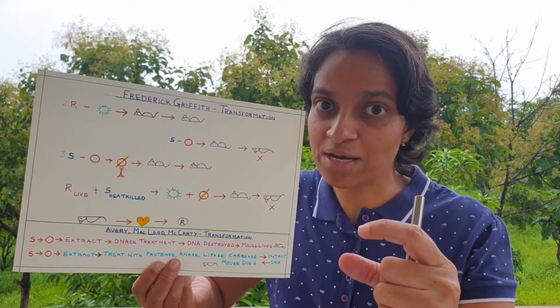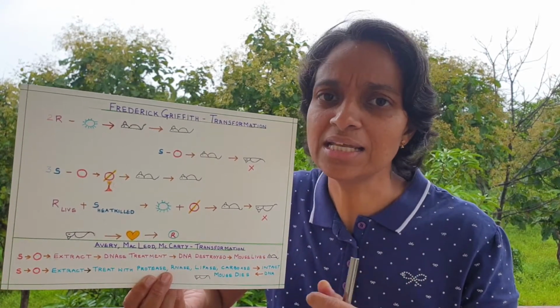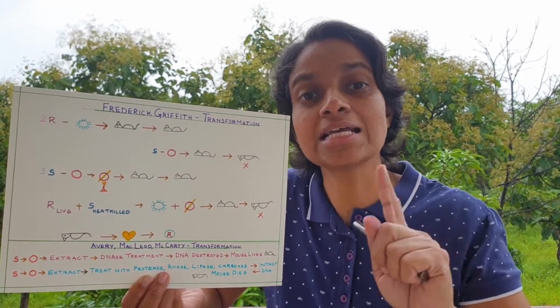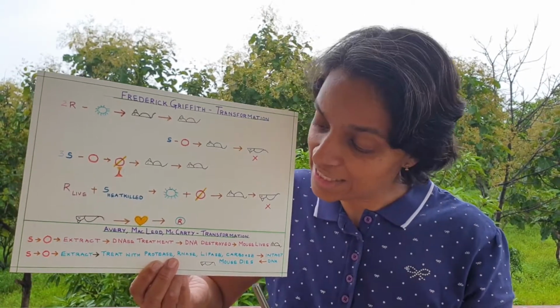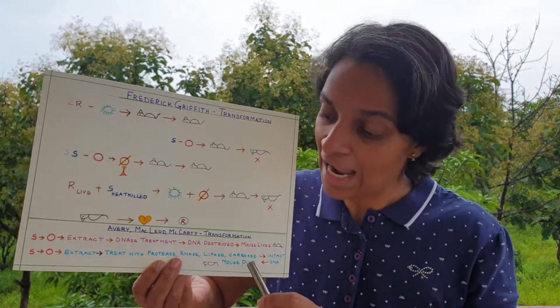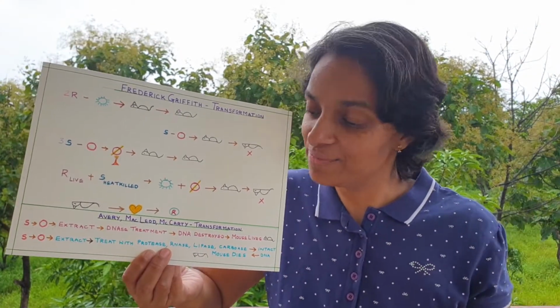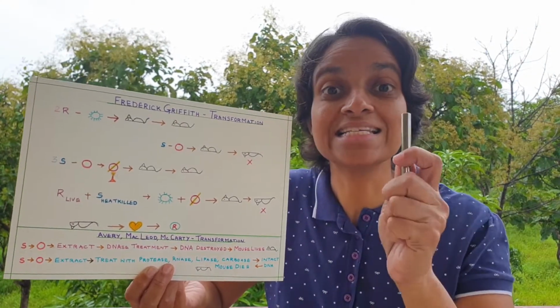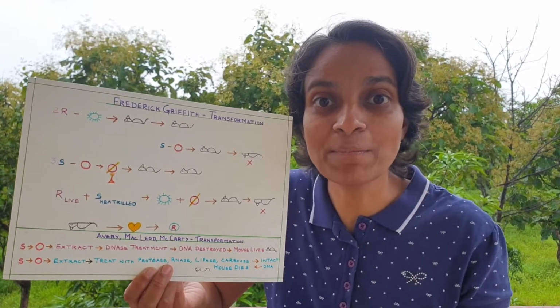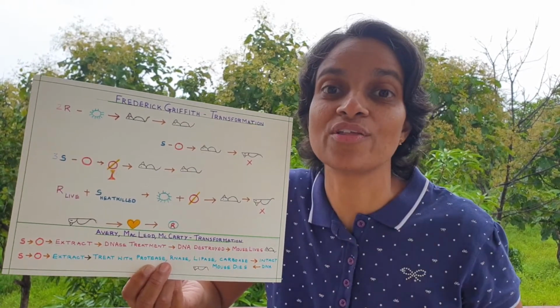In the second experiment performed by Avery, MacLeod, and McCarty, they digested everything except the DNA, and they injected that into a mouse, and they saw that the mouse died. And through this, they confirmed that it is DNA that is the transforming principle and DNA that passes on the trait.